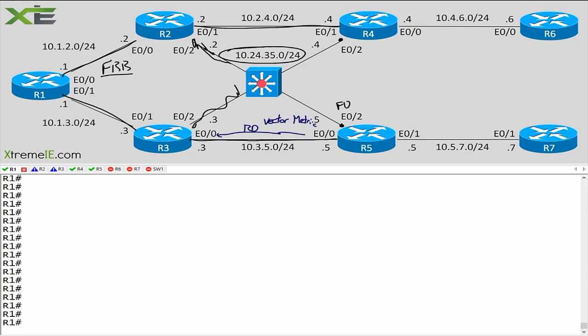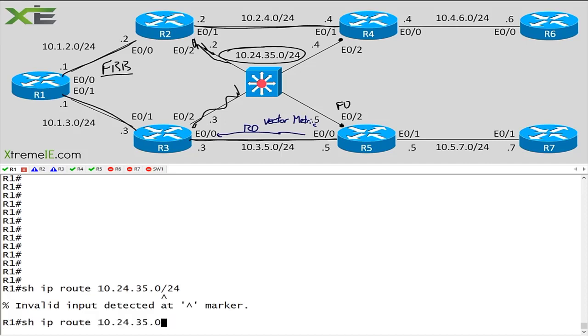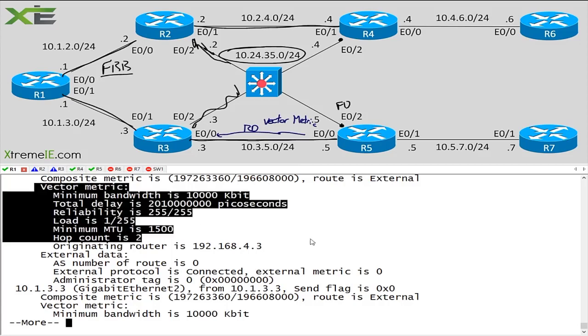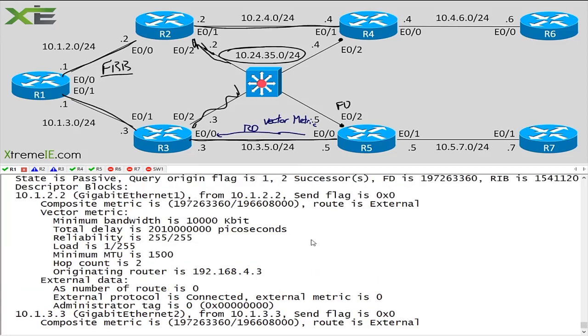Because when we look at the composite metric, let me just show you here. Let's say show IP route 10.24.35.0/24. Sorry, that's not what I'm looking for. Show IP EIGRP topology and look at the same route. Right? We have this vector metric. And this vector metric is made up of the minimum bandwidth, the total delay, the reliability, the load. So we have these various different vector metric pieces.